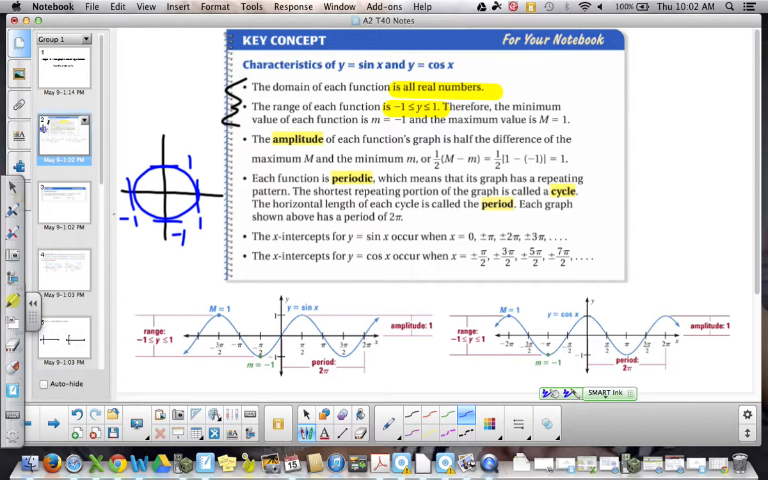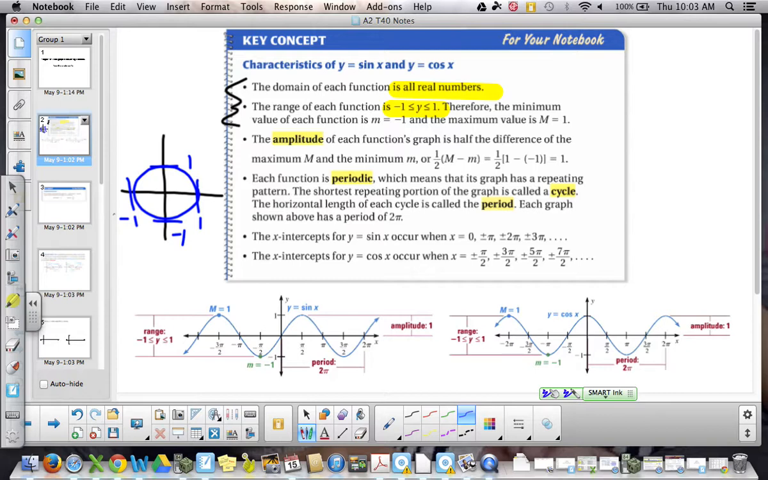Now, the amplitude of a function's graph is going to be half the difference between the maximum and the minimum. So in this case, since the maximum is 1 and the minimum is -1, the difference between those would be 2, and half of that is 1. So for the parent functions y equals sine of x and y equals cosine of x, the amplitude is just going to be 1 always. As we start looking at graphs with different amplitudes, we'll have different values for that.